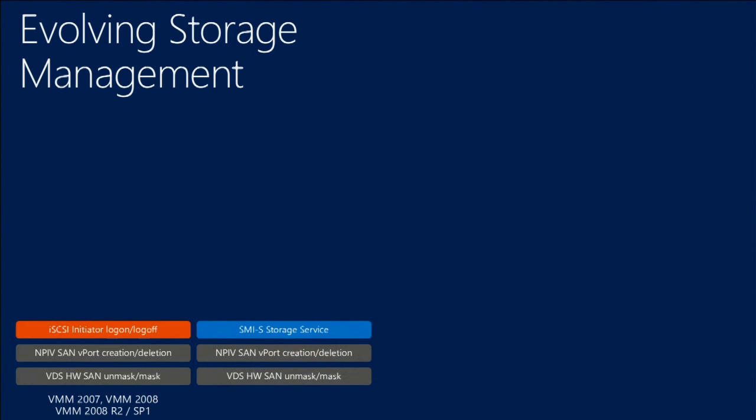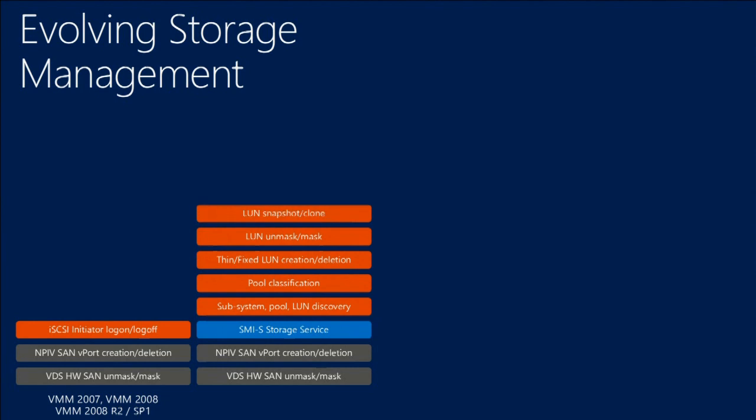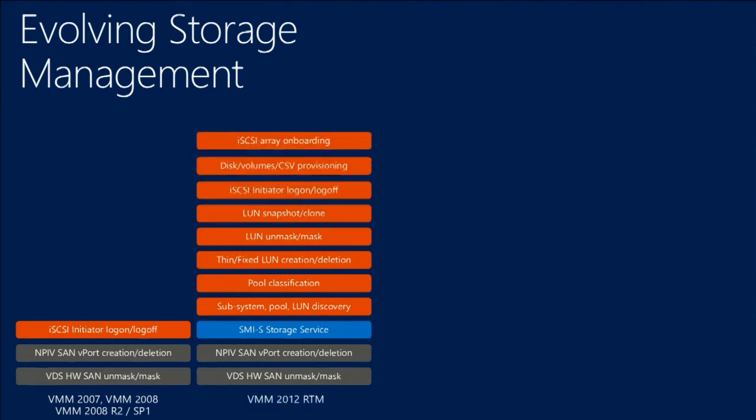In 2012, we kept that same capability. We switched over to a new service that we created internally that was SMI-S capable, and then we started adding capabilities. So we focused heavily on onboarding iSCSI arrays, the ability to create LUNs, whether they're thin or thick LUNs, the ability to discover pools, etc. So we took that approach in RTM using standards-based management.